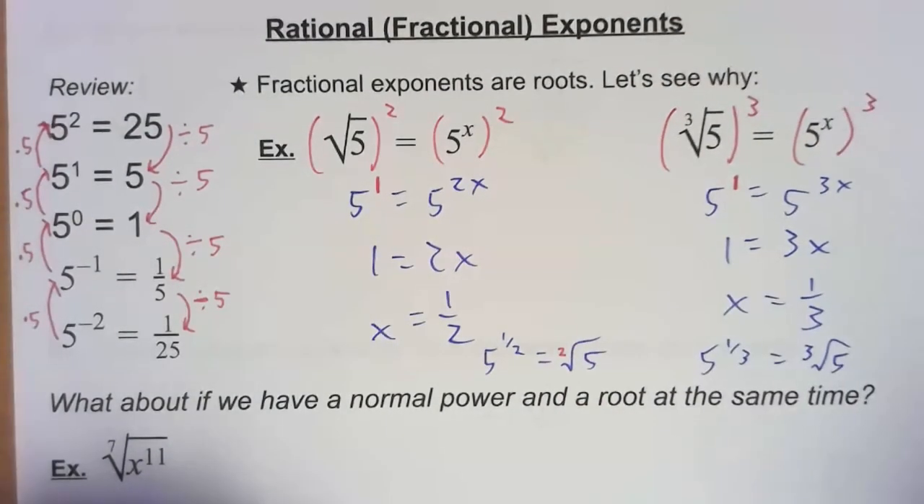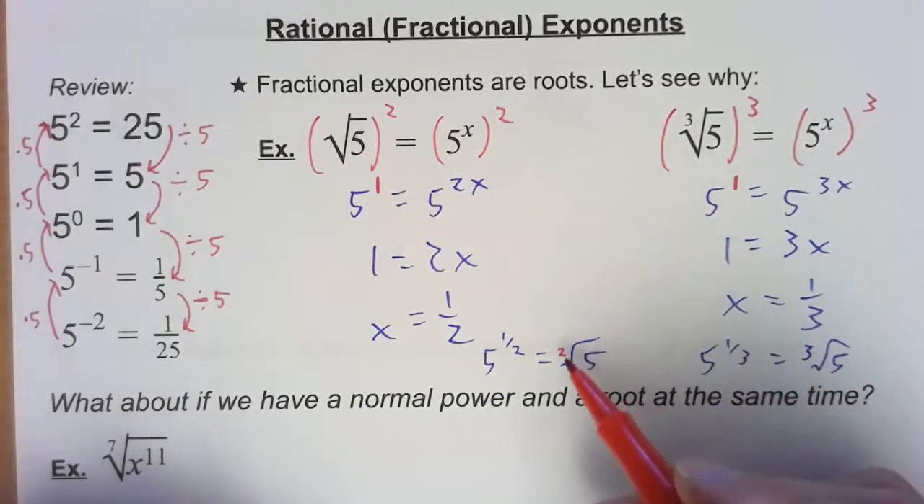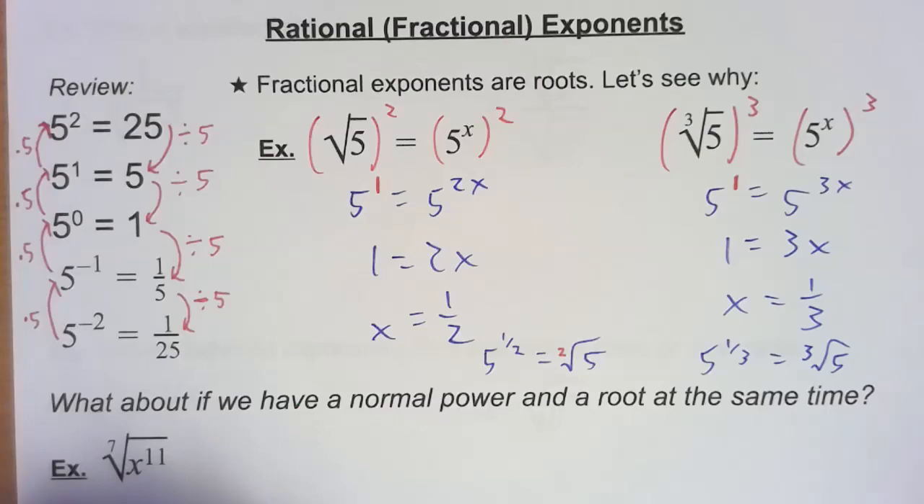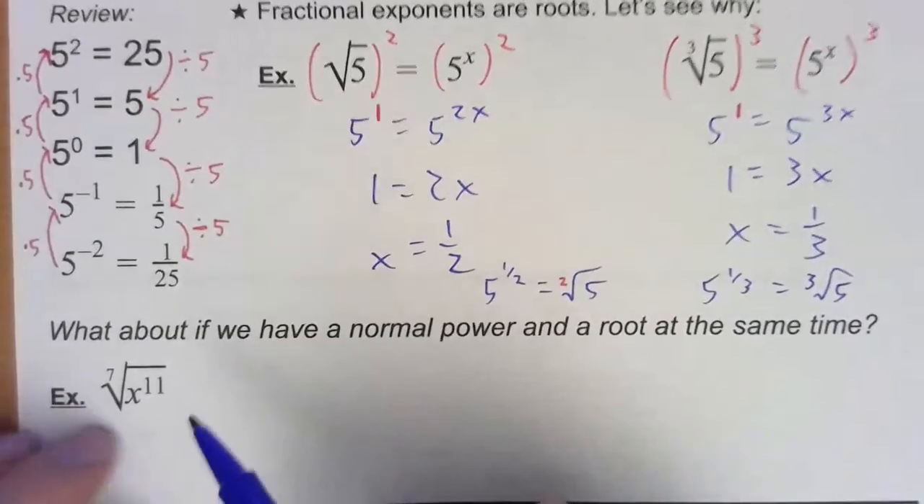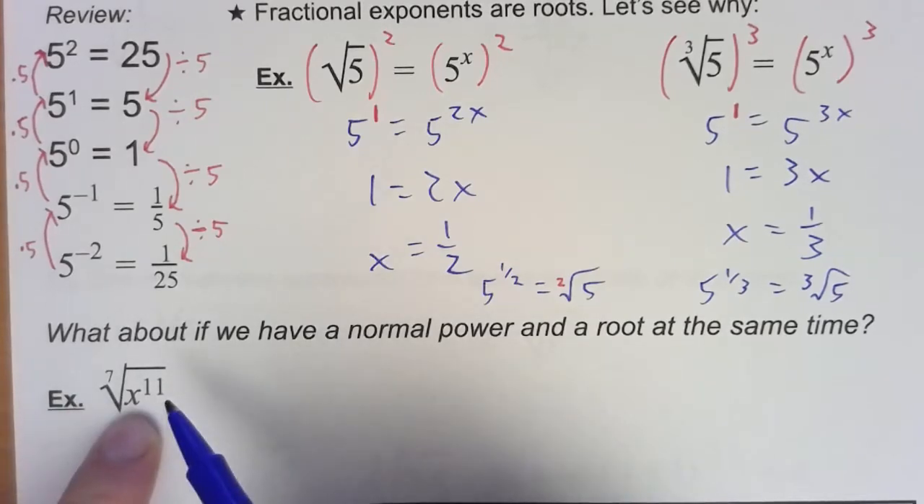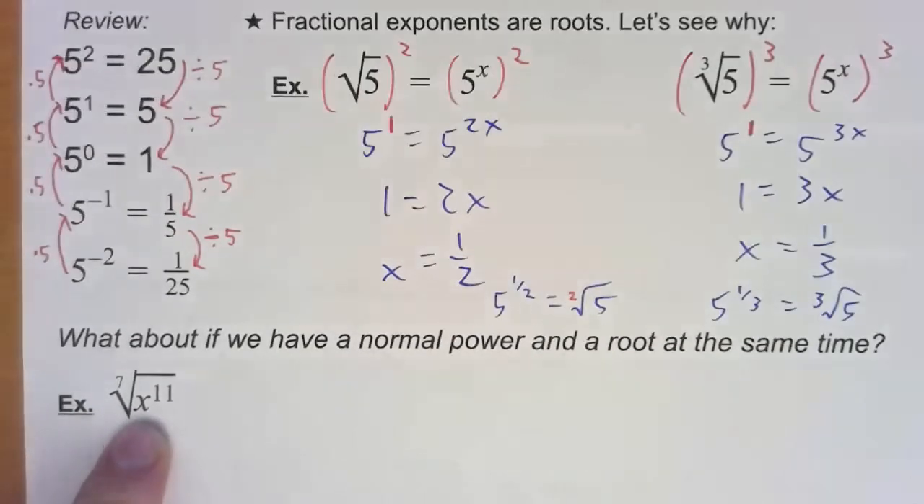That's the kind of root that it is. Every other number root, we write the number in there. For the square root, we don't actually write the 2. Okay. Now, what about if we had both a root and a normal power at the same time?